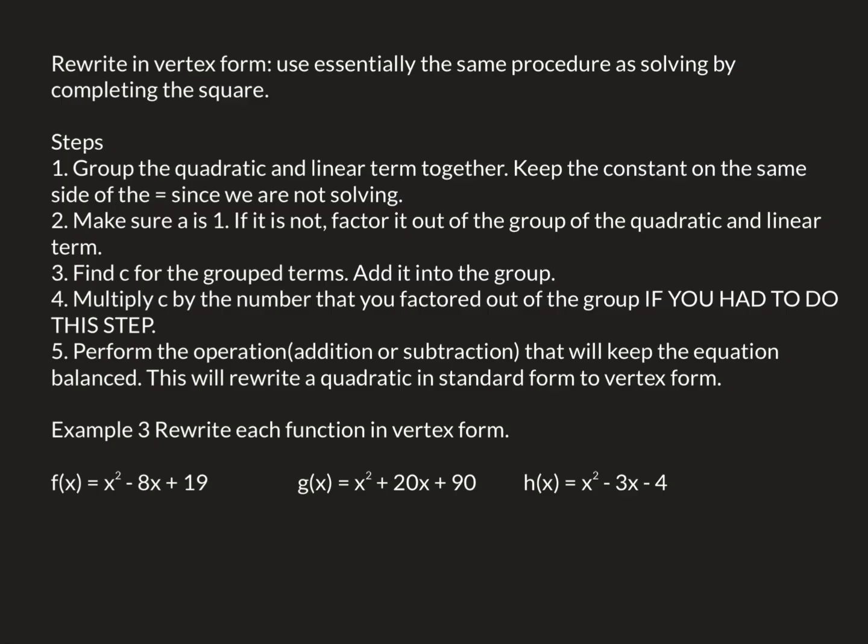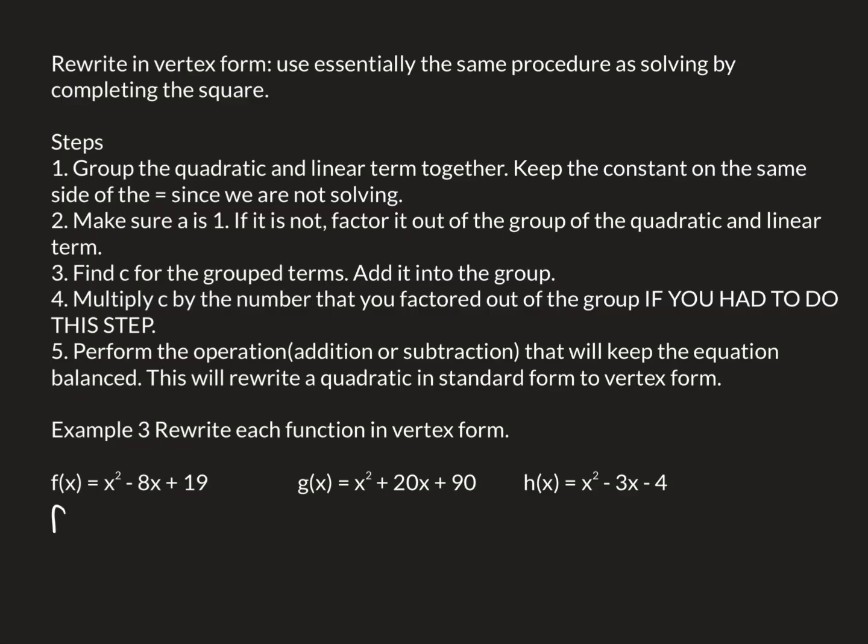We're going to use essentially the same procedure as we did solving by completing the square, except there'll just be a couple little twists to it. So here are our steps. Group the quadratic and linear term together. Keep the constant on the same side of the equal sign since we're not solving. Let's go ahead and do number 1 like that.